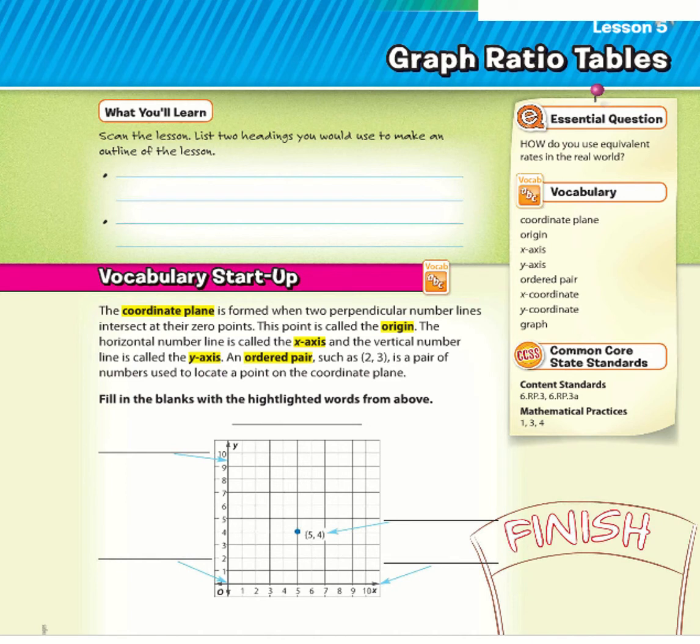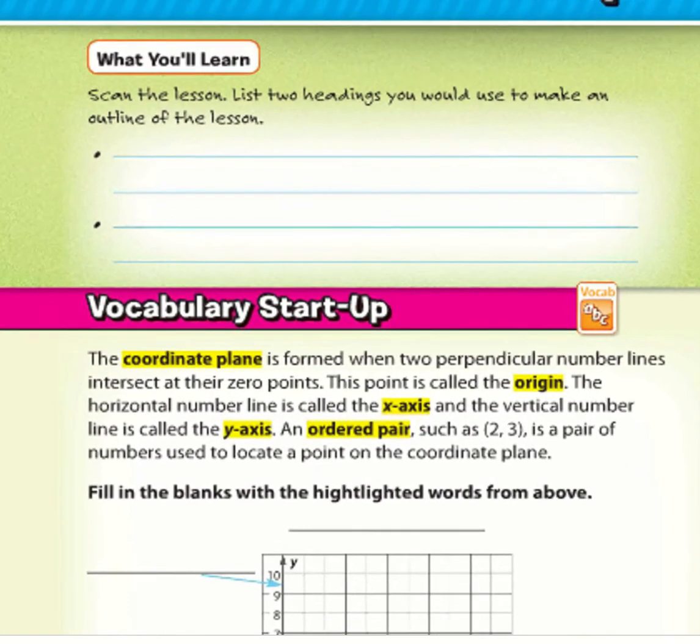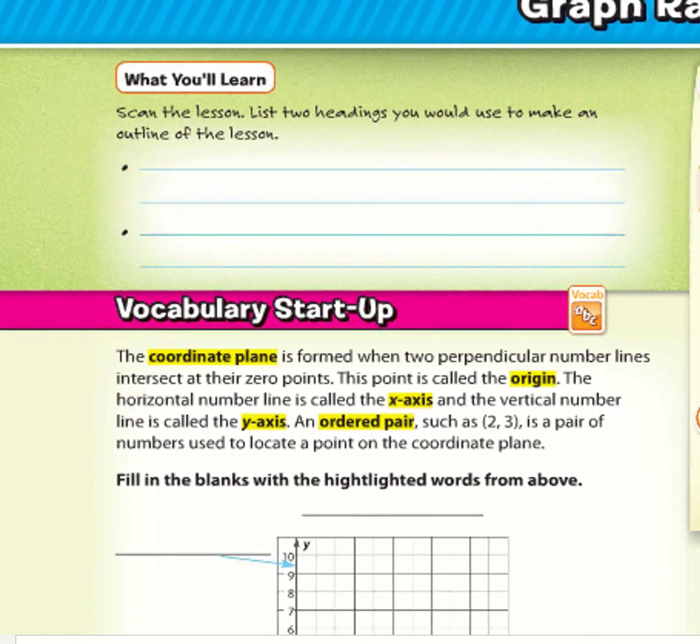Hello, welcome to Chapter 1, Lesson 5. This is graphing ratio tables. So we're going to learn today to graph ordered pairs, and we're also going to compare ratios.